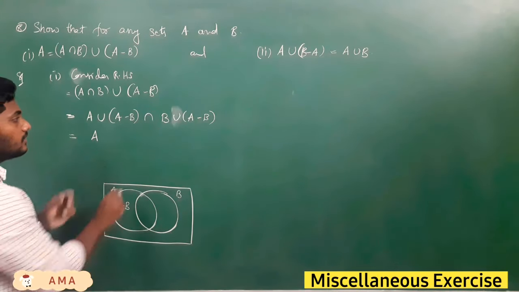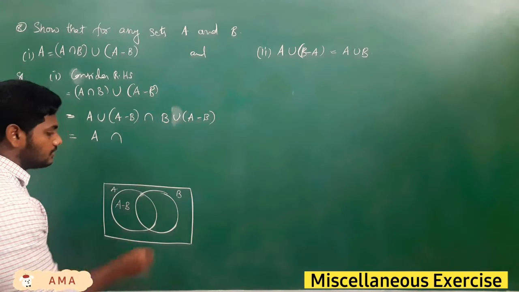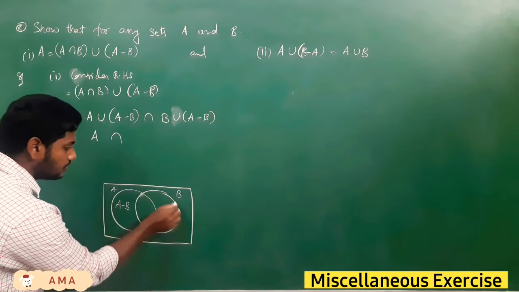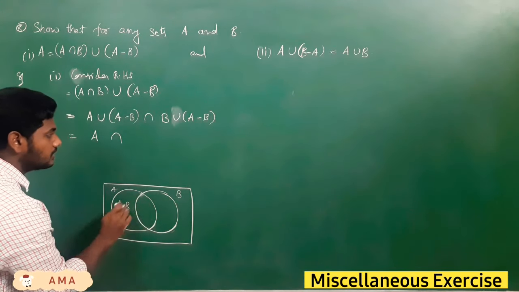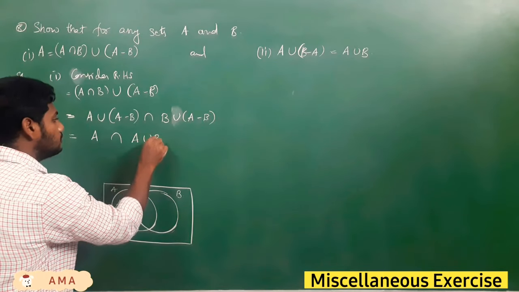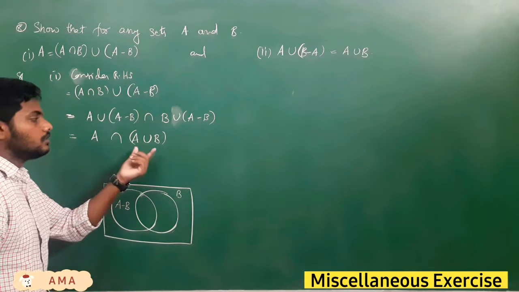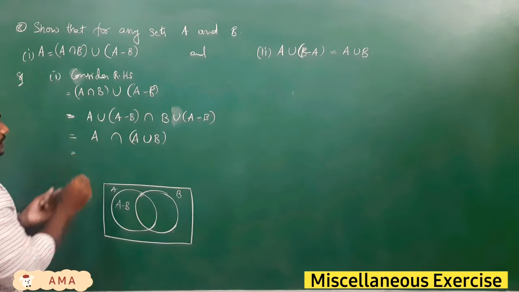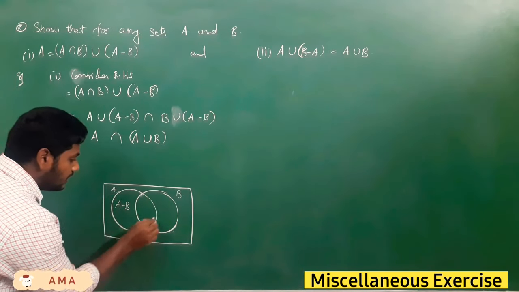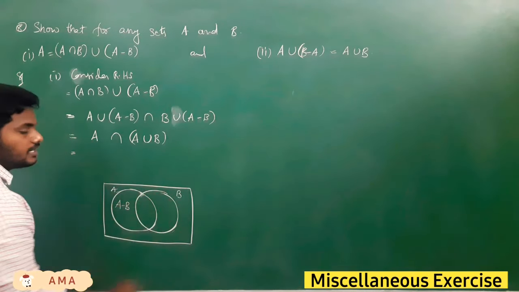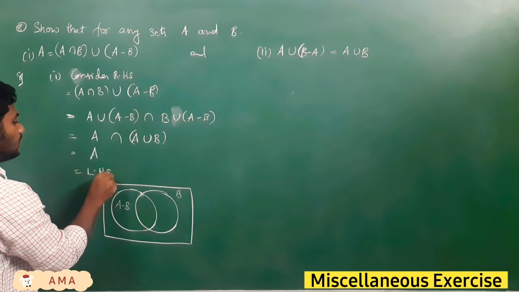Now B union of A minus B is nothing but the total, which is A union B. Now A intersection with A union B. Intersection means common, so it will be equal to A, which is equal to the LHS.